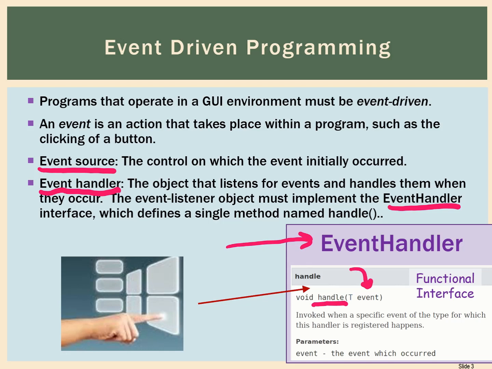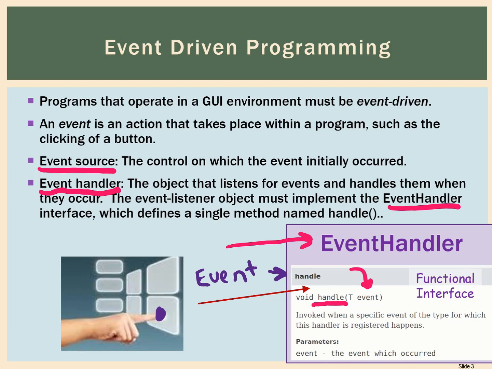So what happens, let's say you push a button right here. An event is generated. And then the event passes into the handle method. And then inside the body of the handle method is the code that will do whatever it is you want to do once that button is pressed.